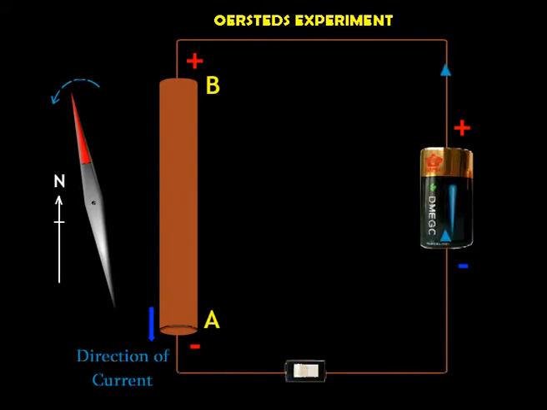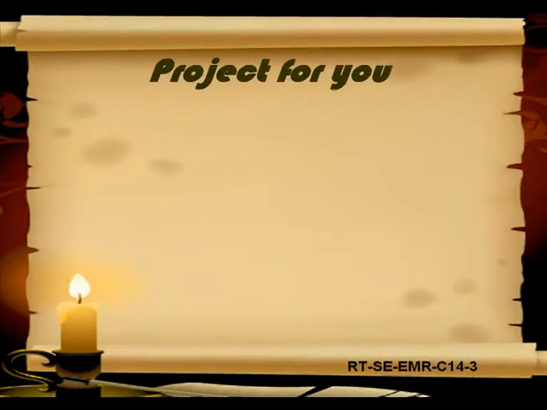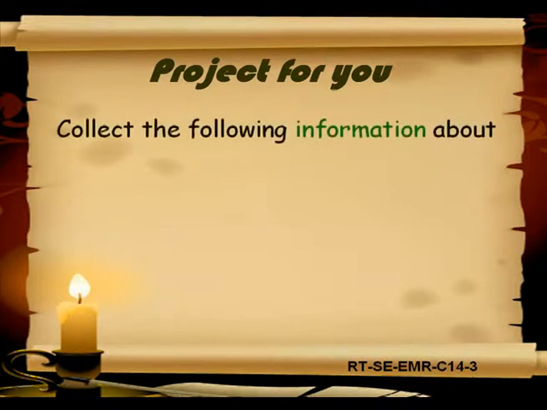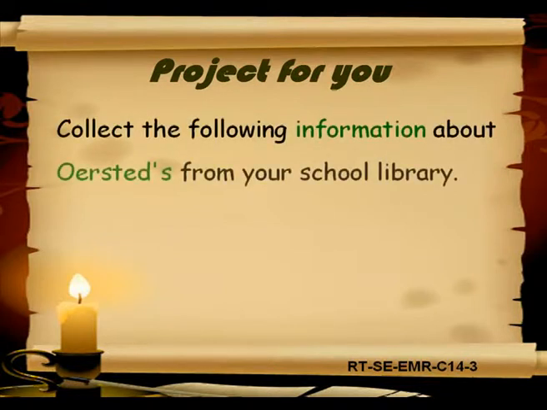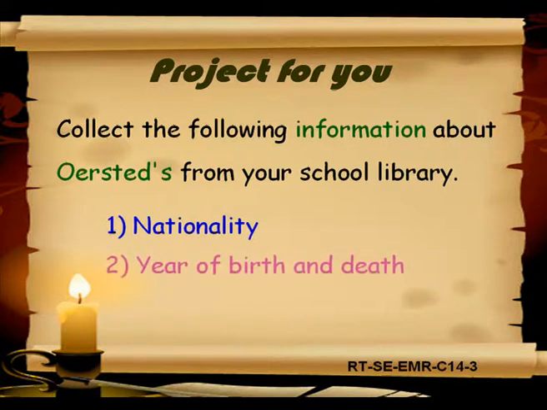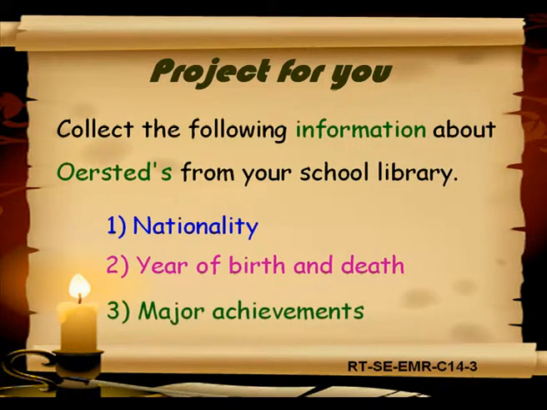This experiment shows that a magnetic field is set up around the conductor as soon as the current is passed through it. Dear children, here is a project for you. Collect the following information about Oersted from your school library. 1. Nationality. 2. Year of birth and death. 3. Major achievements. Write down all these important points in your book.